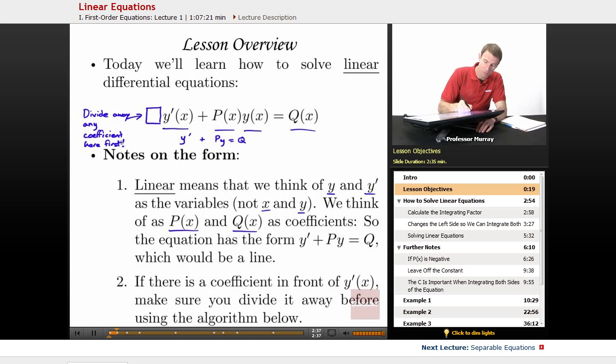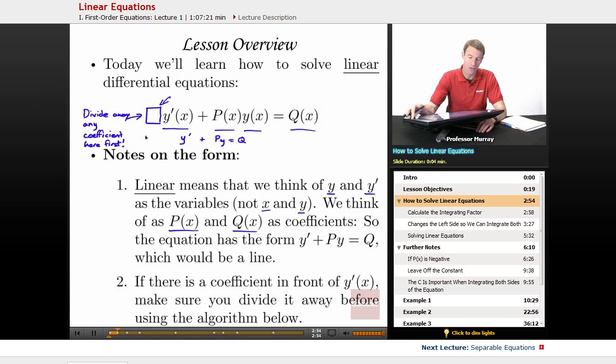That's a very common mistake that some of my own students make when I teach them differential equations. I'll give them an equation where I have a coefficient here, and they'll use the algorithm that we're about to learn, but it won't work because they forget to divide that coefficient away. So let's start to learn that algorithm.